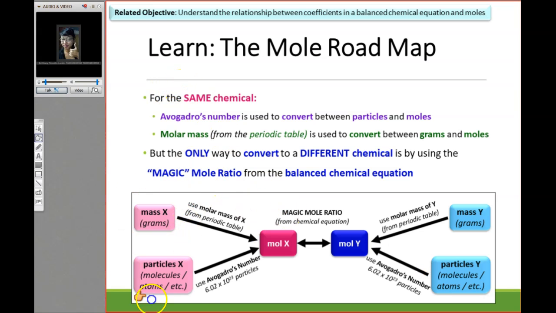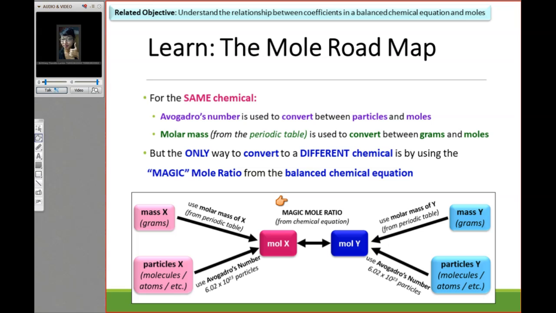Again, remember that for the same chemical, so for example, in pink here, you can use Avogadro's number to convert between particles and moles, or you can use molar mass to convert between grams and moles. Same thing with the blue compound here. You could use molar mass to convert between mass and moles. You could use Avogadro's number to convert between particles and moles. However, the only way for you to get from one chemical to another chemical, in this case our pink one to the blue one, is going to only be the magic mole ratio, which we just reviewed. We just did this one together.